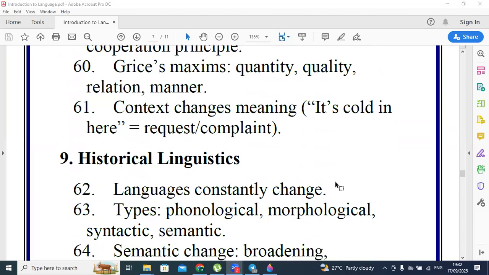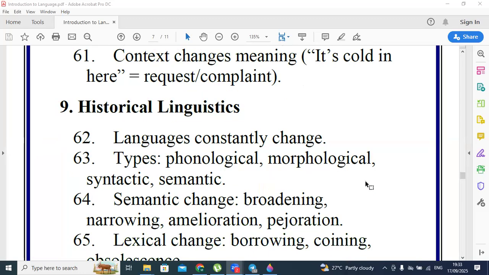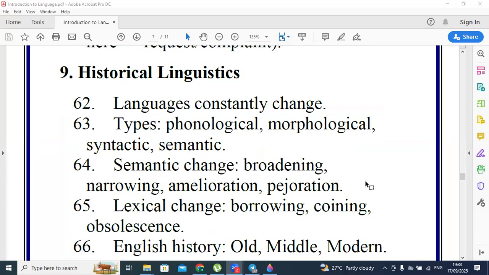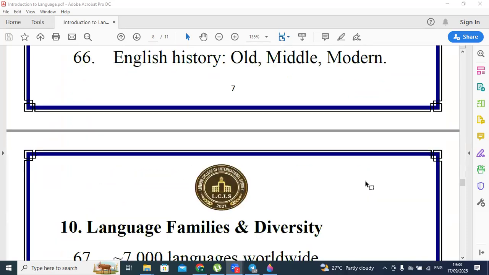Historical linguistics. Language constantly changes. Types: phonological, morphological, syntactic, semantic. Semantic change: broadening, narrowing, amelioration, pejoration. Lexical change: borrowing, coining, obsolescence. English history: Old, Middle, Modern.